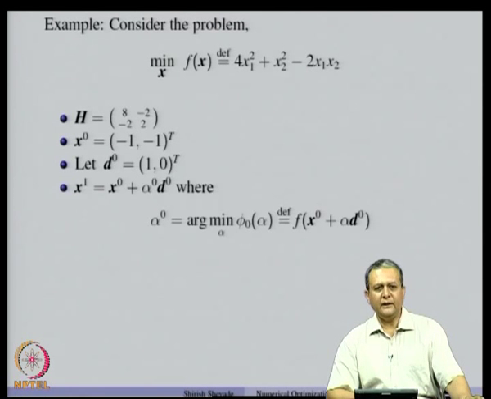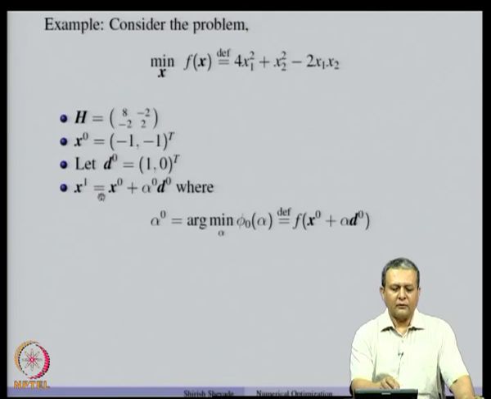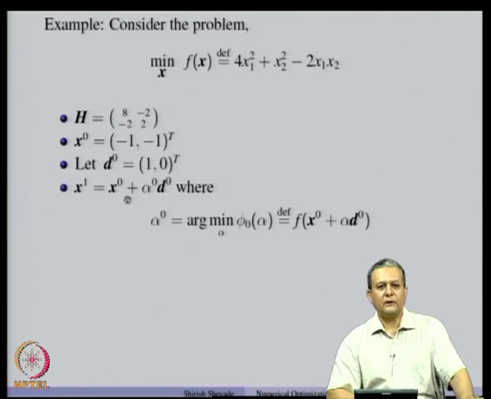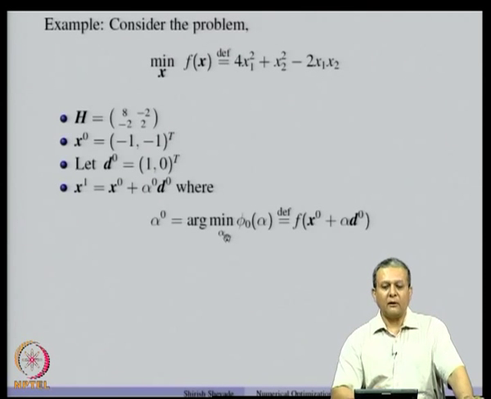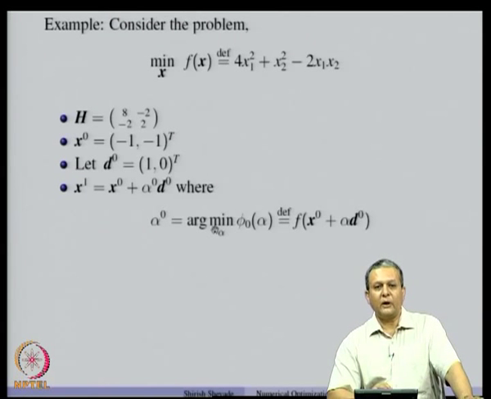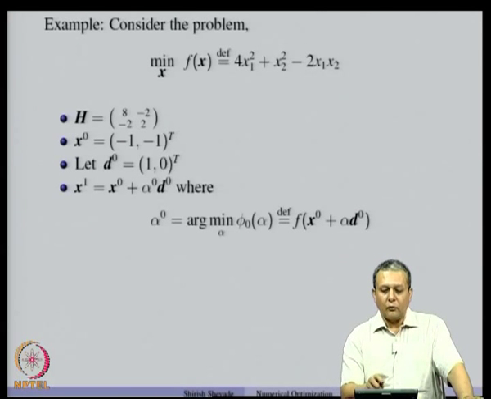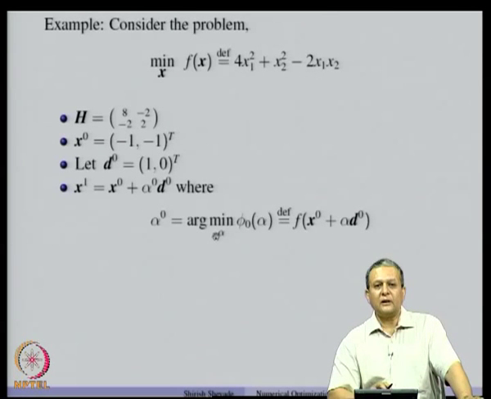Now, we have already seen that x1 is nothing but x0 plus alpha0 d0, where alpha0 is the minimization of phi0(alpha) with respect to alpha. Remember that this alpha belongs to R, because we just have a direction d, we do not want to make this alpha strictly greater than 0 as we did in earlier cases.